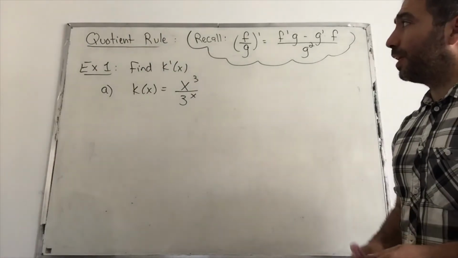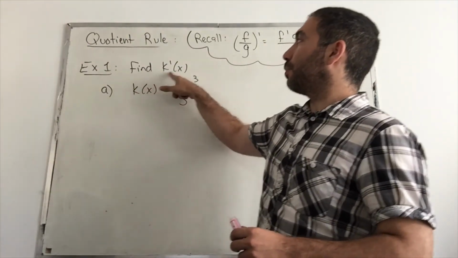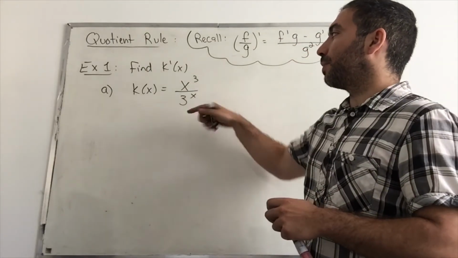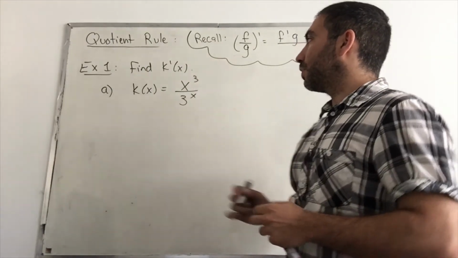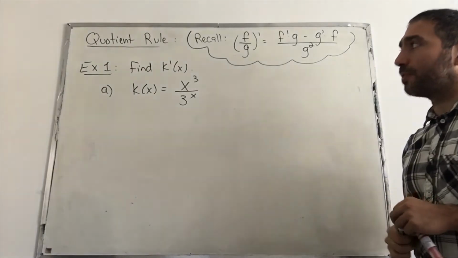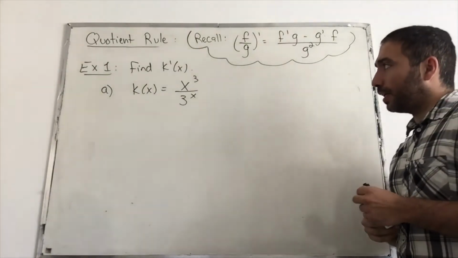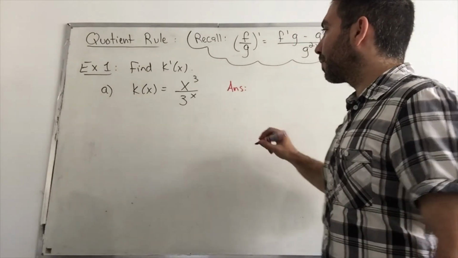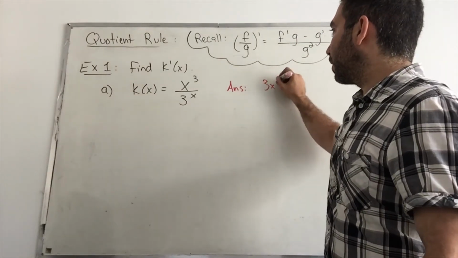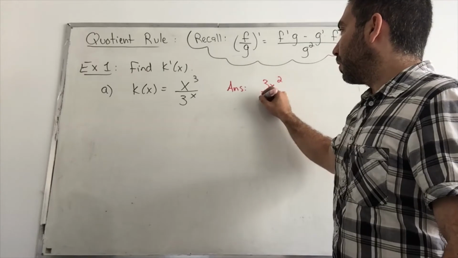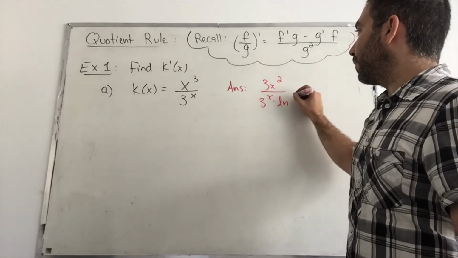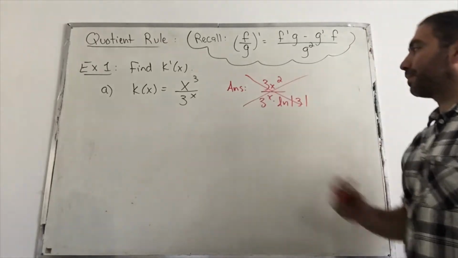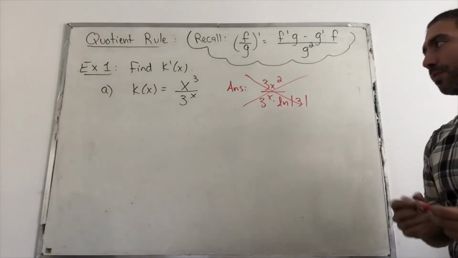Okay, so in this example here, we have to find k prime of x, given that k of x is equal to x cubed divided by 3 to the x. Okay, so pause the video, try this on your own. If you get the answer as 3x squared over 3 to the x times ln of 3, this is incorrect. Okay. So be very careful.